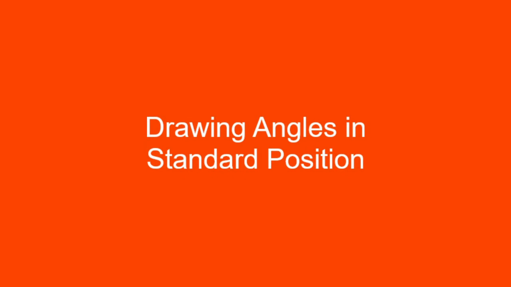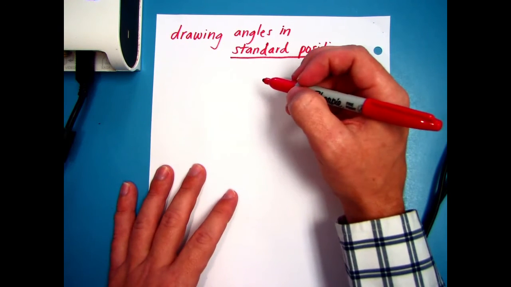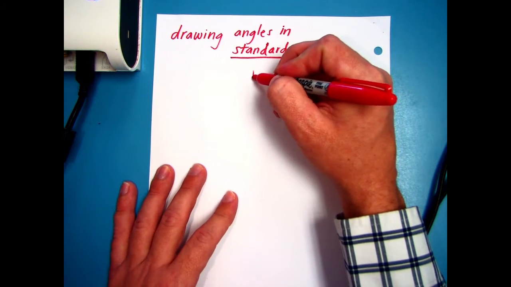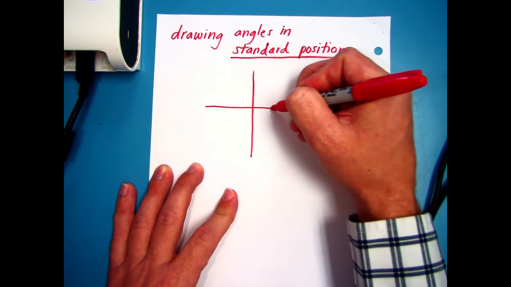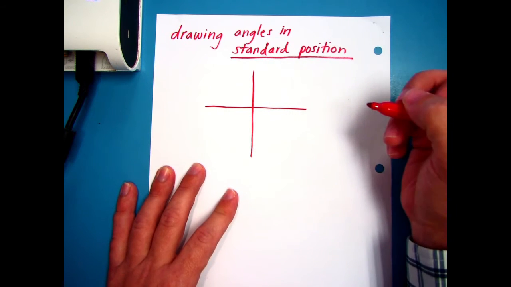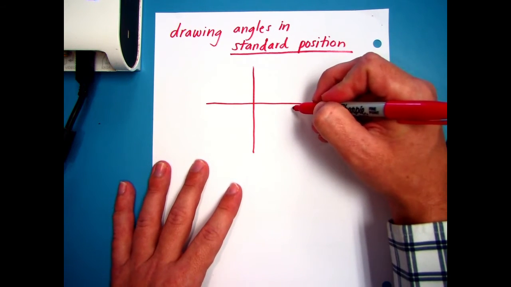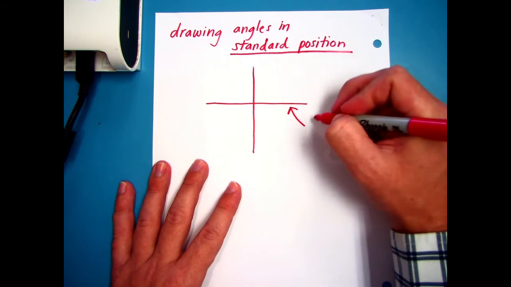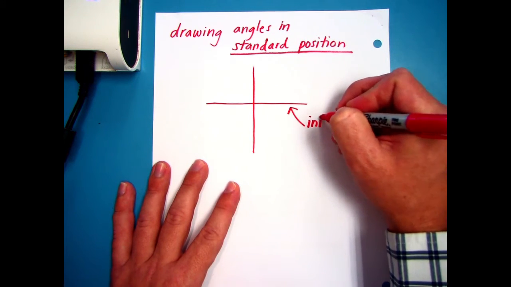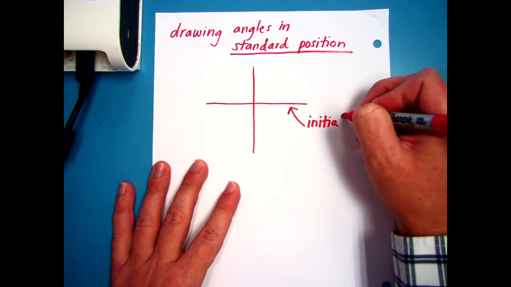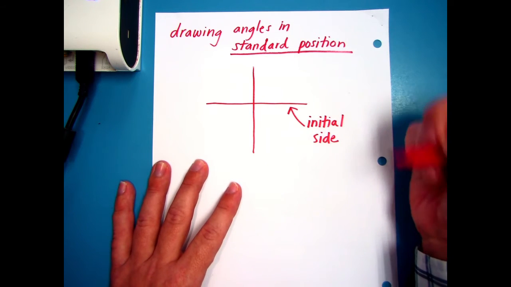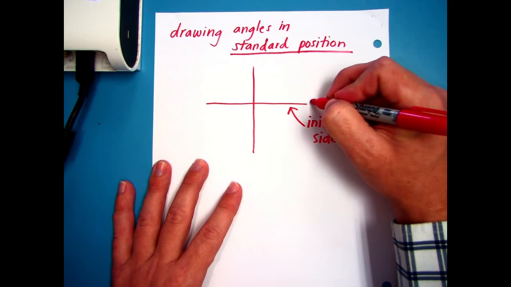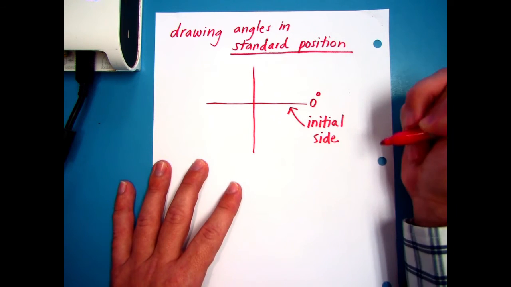In this video, we're going to be drawing angles in standard position. To do this, we are going to first start with what basically amounts to the XY axis. So you're going to want to draw that on your paper first. The side that is positive X, we're going to label the initial side. It's the initial side because basically our drawings of angles are all going to start on this side. We're always going to start there.